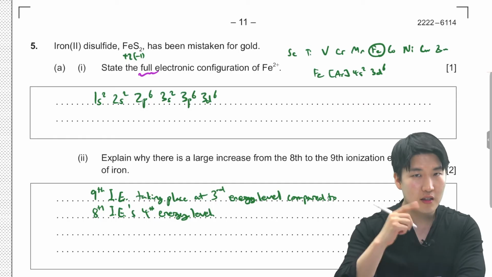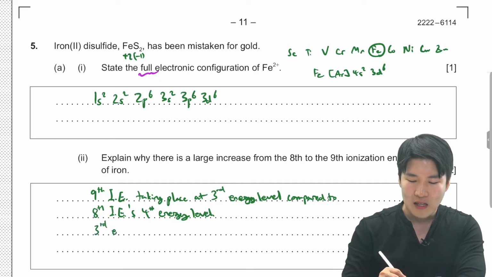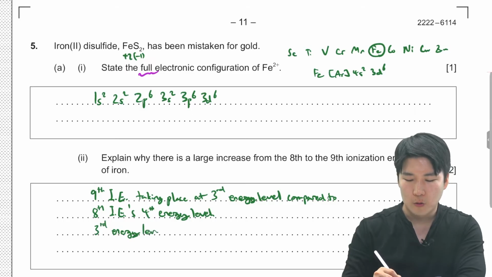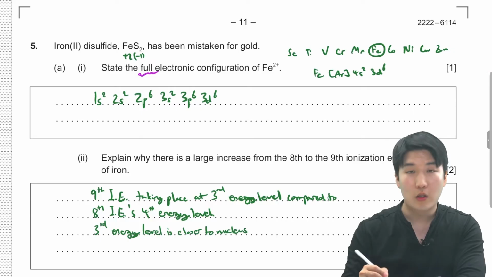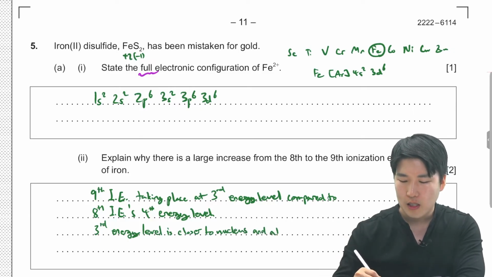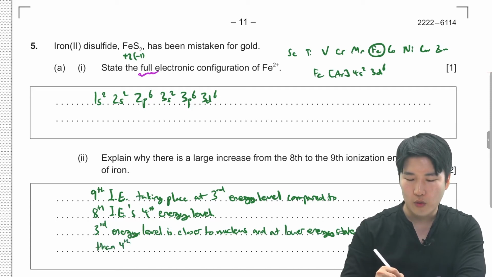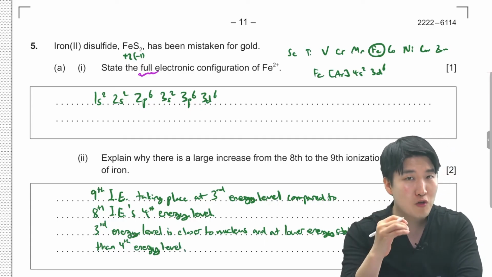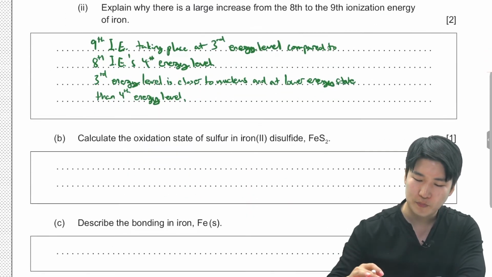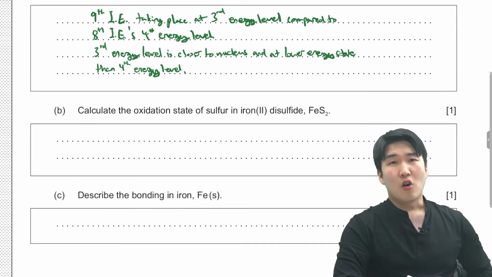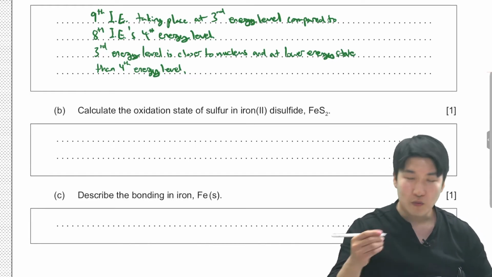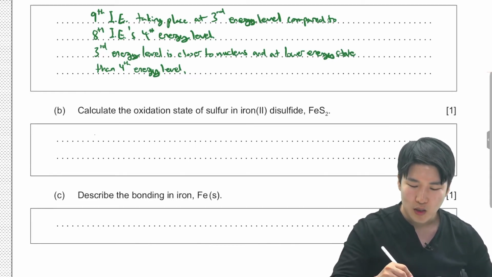3rd energy level, you have to state the statement. 3rd energy level is closer to the nucleus and at lower energy state than the 4th energy level. Therefore, more energy is required for ionization. Oxidation state of sulfur, too easy. We've already seen that right at the beginning, 2b, minus 1.